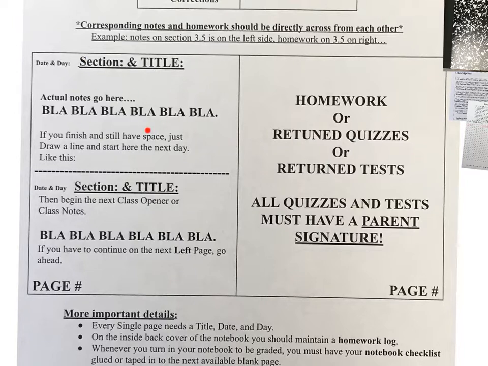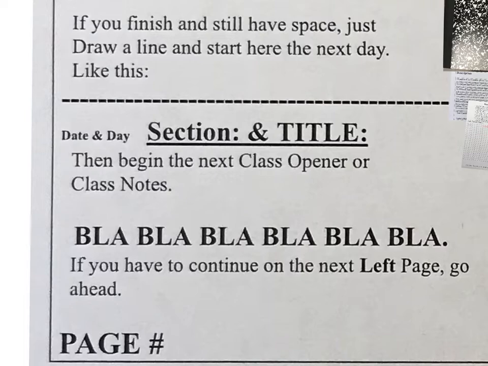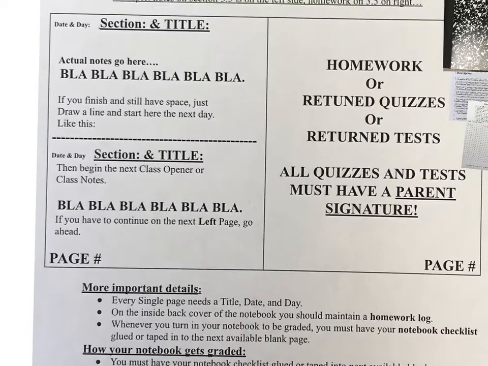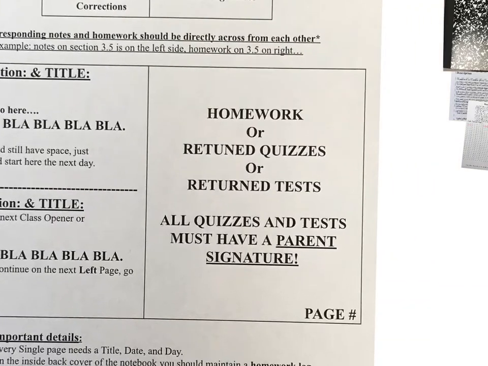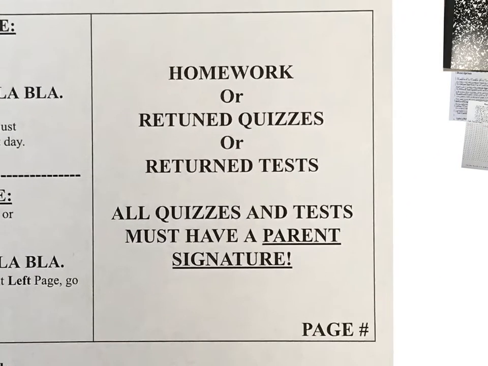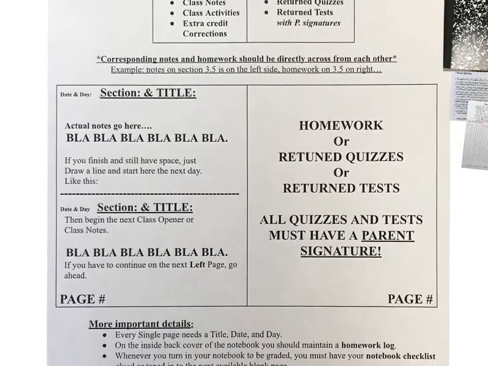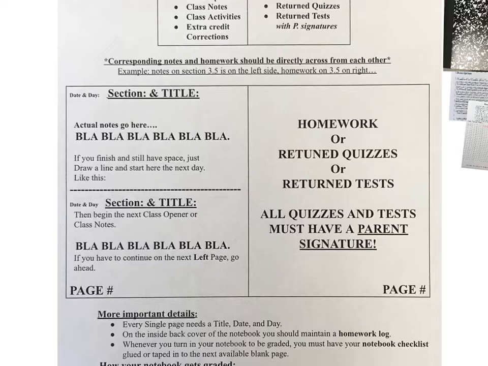And then you write down your notes, and if you finish and you have space, like let's say you only used half of the page, you could draw a line and then just continue right there the next day. Put the next date and the next day. Draw a line and you can put the date and day and then the new title of what you're doing the next day. And of course, on the right side of your notebook, you just want homework or return quizzes or return tests. And all quizzes and tests need a parent signature. Any questions so far? No?